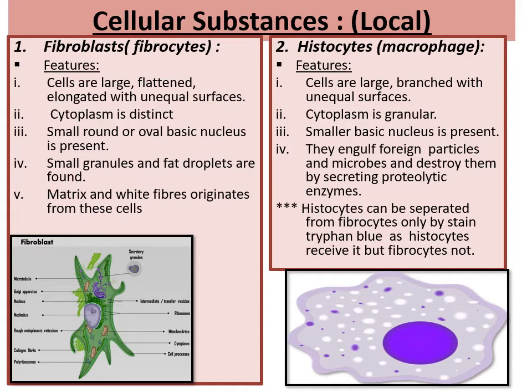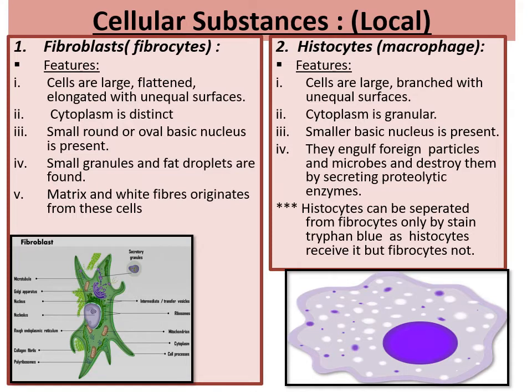So first we will know about fibroblasts or fibrocytes. If we look at the picture of the fibroblast, we can find the following features: the cells are large, flattened, elongated with unequal surfaces. The cytoplasm is distinct, a small round or oval basic nucleus is present, and small granules and fat droplets are also found. One of the important characteristics of the fibroblast is that the matrix and the white fibers originate from these cells.